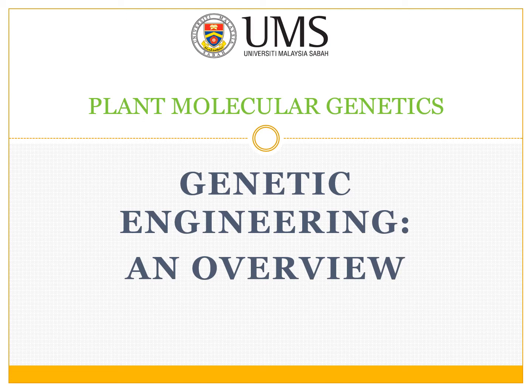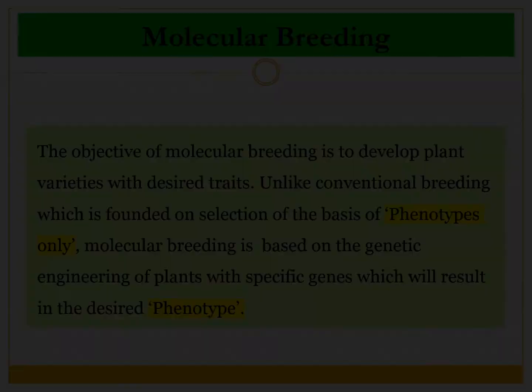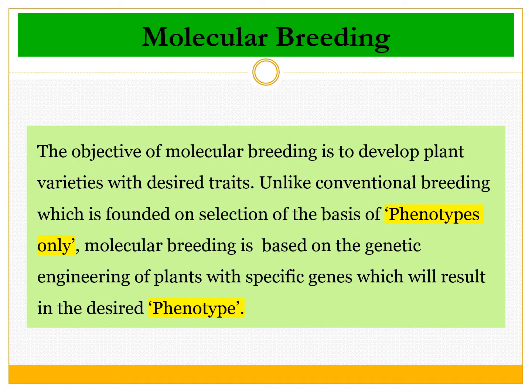In this module, we will be discussing genetic engineering in terms of the application of gene constructs to modify plants. The objective of molecular breeding is to develop plant varieties with desired traits. Unlike conventional breeding, which is founded on selection on the basis of phenotypes only, molecular breeding is based on the genetic engineering of plants with specific genes which will result in the desired phenotype.